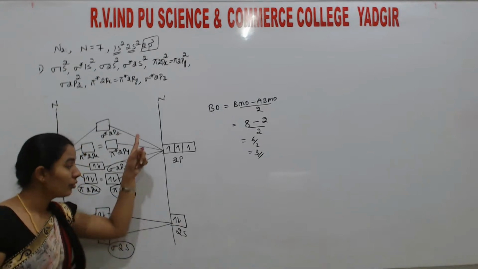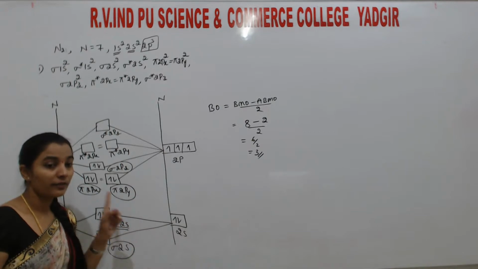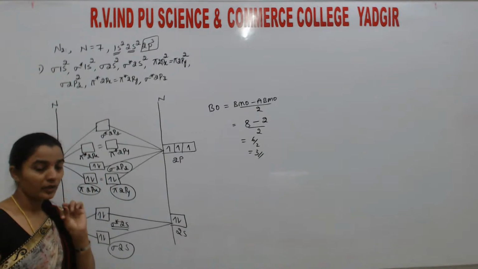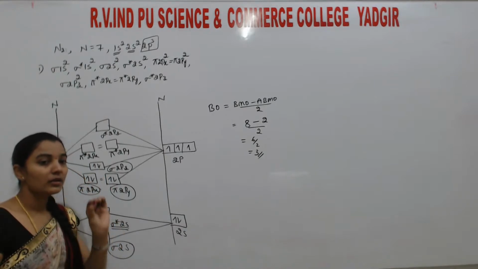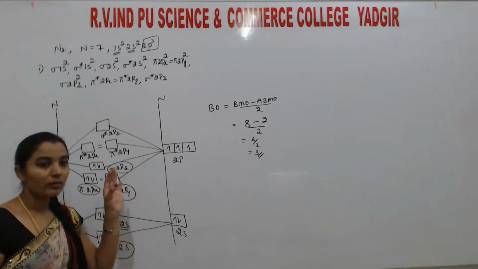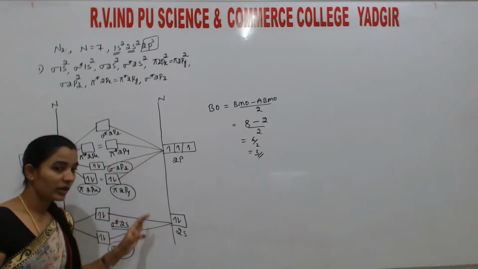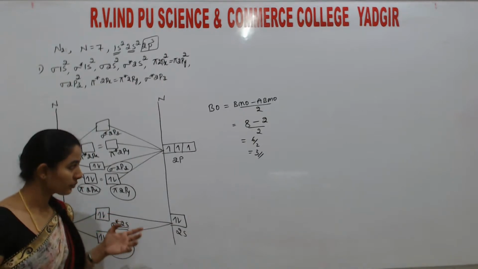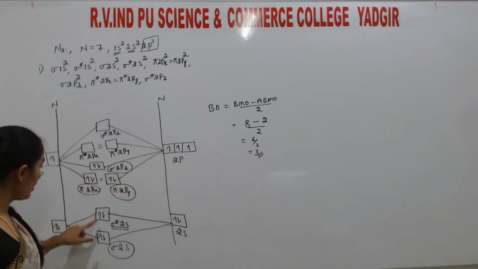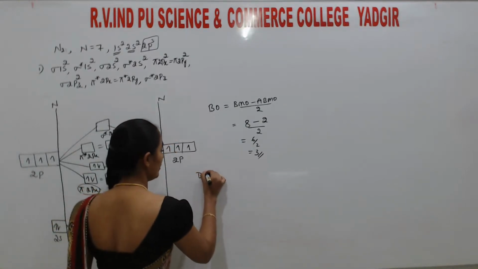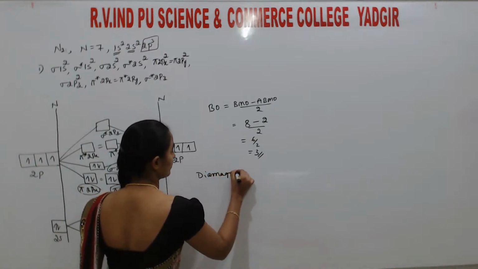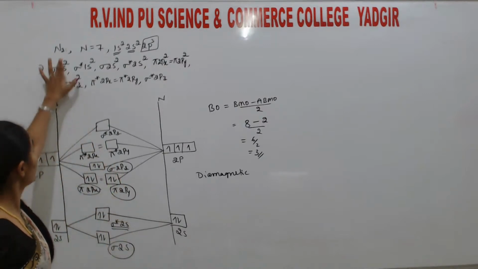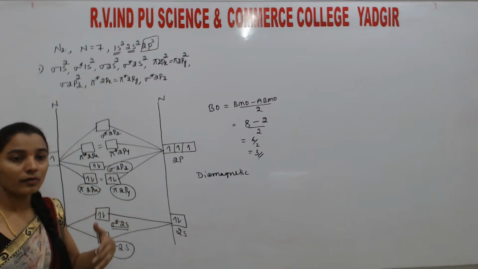For that, no need to write the diagram, if they ask configuration, bond order and magnetic property. If they clearly ask, explain the structure of any molecule by MOT theory, then you need to write the diagram. There is a difference in that, okay? In the question framing also. Here all are paired up, then it is what? Diamagnetic. Okay, so this is all about N2 molecule, important for 3 marks, often asked question.